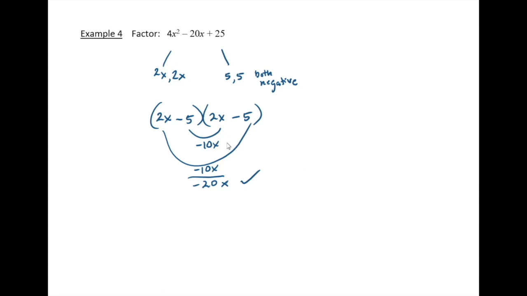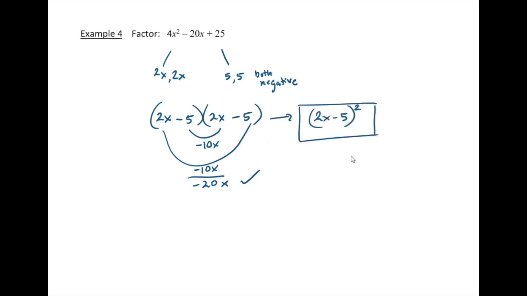Now when we check, we have the product of the inner terms, negative 10x, and the product of the outer terms, also negative 10x. That gives us negative 20x, which is the middle term. So this is a perfect square trinomial because we got two equal factors. So this product can be written as 2x minus 5 to the second power.